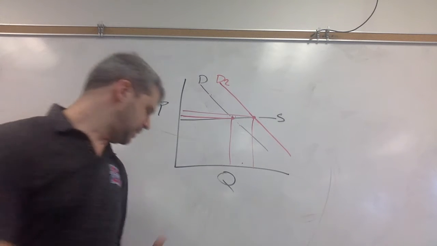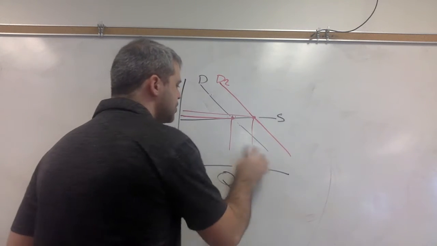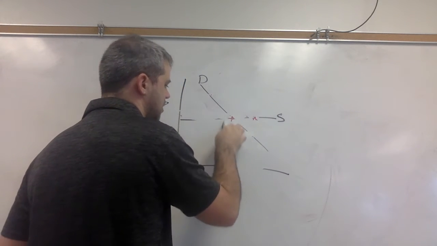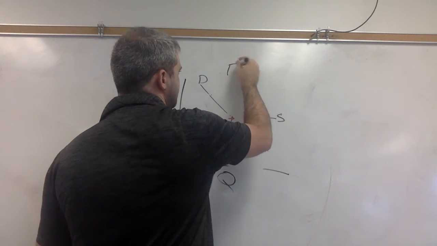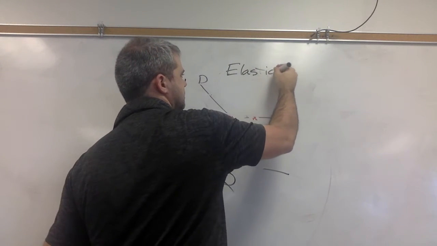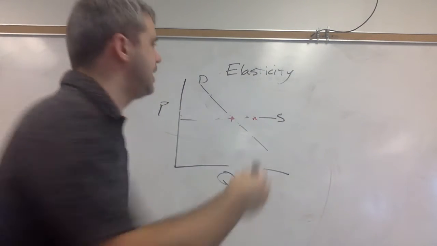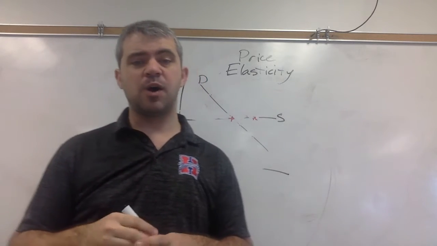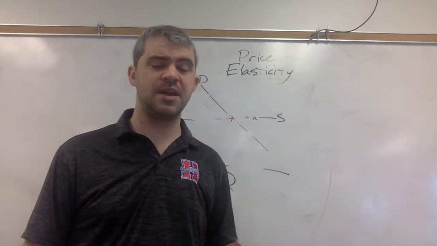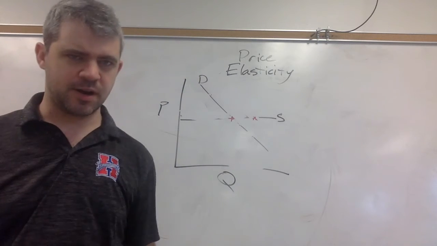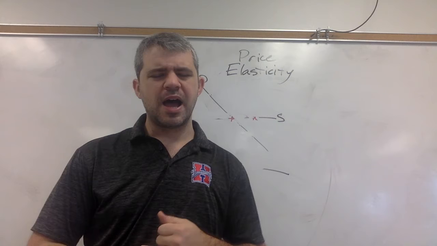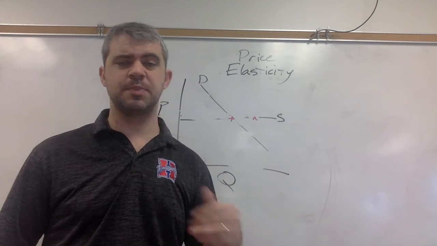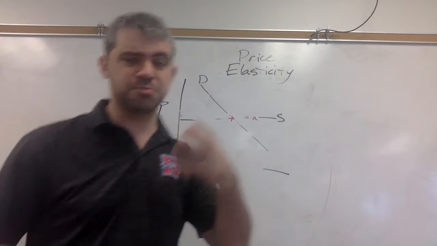So let's talk about what's going on here. The concept that we need to think about is a concept called elasticity. And more specifically, price elasticity. So elasticity is how the quantity supplied or the quantity demanded changes based on a variable. Price elasticity is how much your quantity supplied or your quantity demanded changes as price changes.